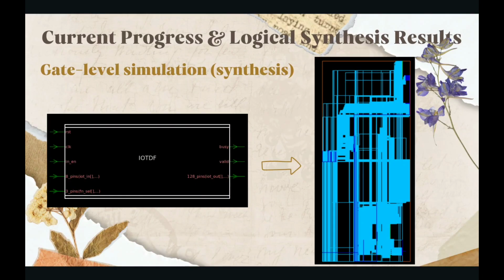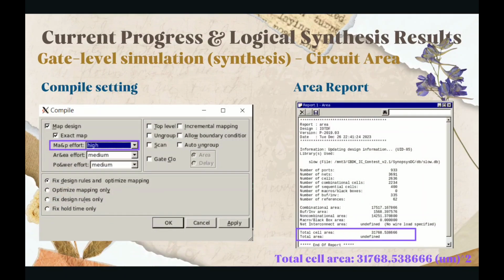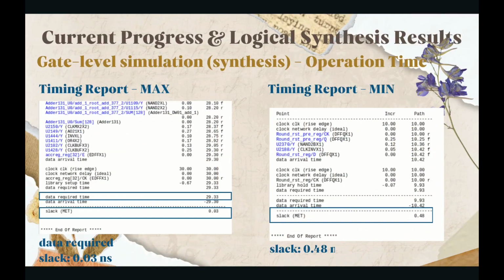Here is a gate level simulation of our design. The total cell area is about 32,000 square micrometers. The data required time of our design is 29.33 nanoseconds. Besides, the slack values in max and min type are all positive.